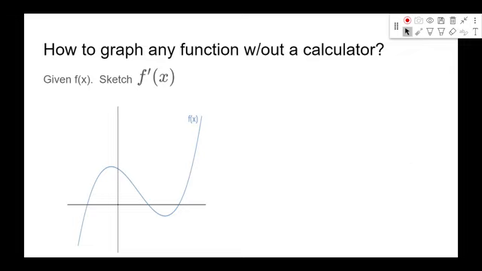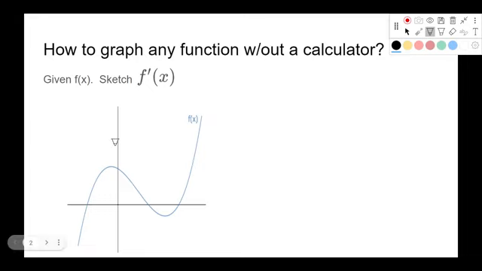Okay, so one of the last things that we did in the last chapter was we learned how to graph a function without a calculator. We took a given function called f of x and then sketched what its derivative would look like using the tangent lines to that graph.